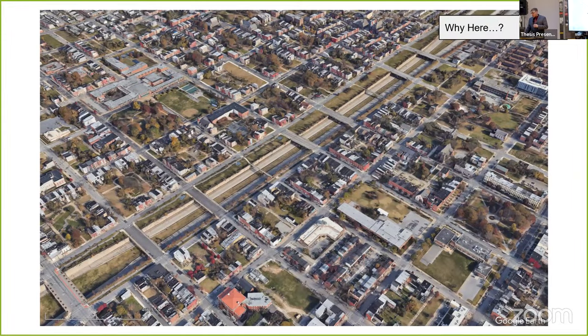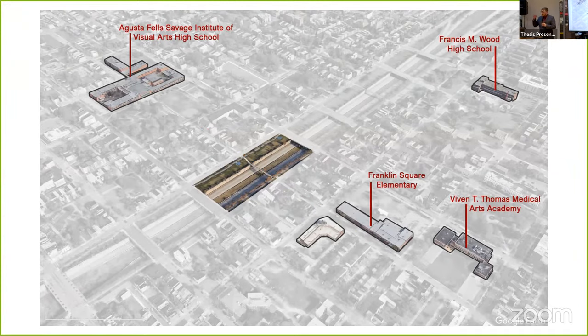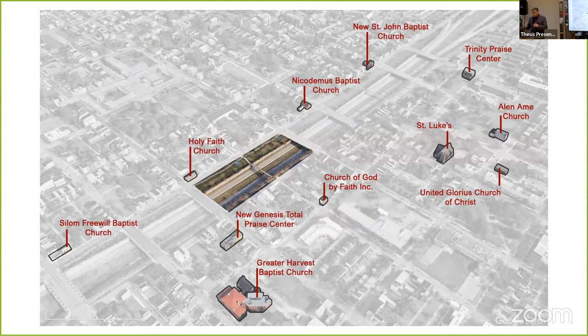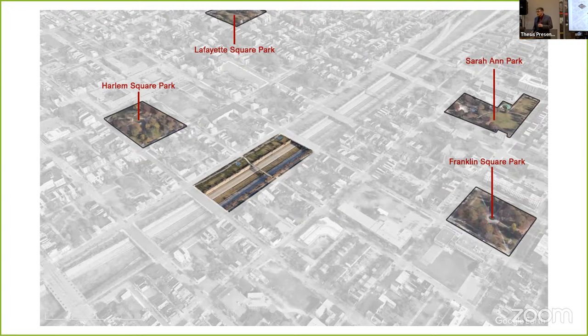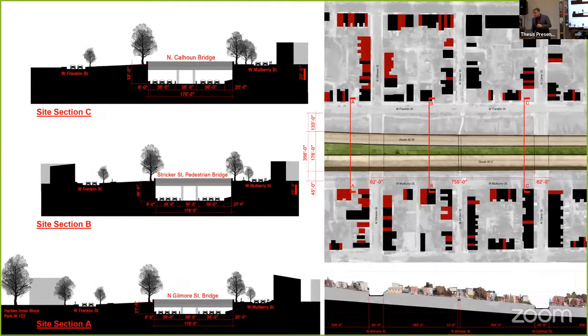Why here, though? Why are we looking at this specifically? Well, there are a couple of different major influences. There are educational institutions here, such as Augusta Fells Savage and Francis M. Wood High School. There are lots of cultural identity objects, such as churches that serve the local population. And there are also these inner block courts, such as Harlem Square, Lafayette Square, and others that surround this. So we're looking at a situation where we have 55 acres of land, a very steep topographic change where there's a literal division between North and South Baltimore, and a heavily eroded, decayed tooth structure where even on the blocks that are there, half of it is uninhabited.